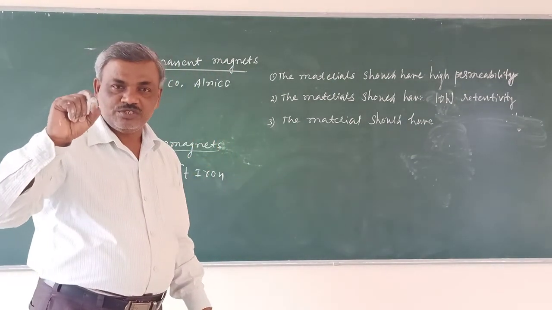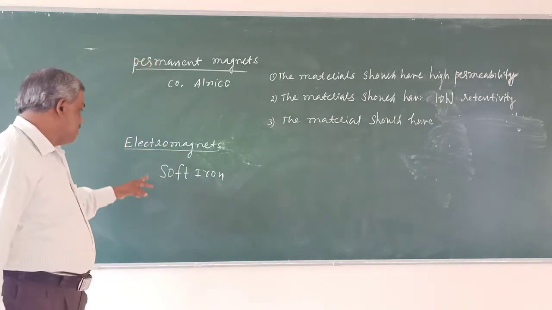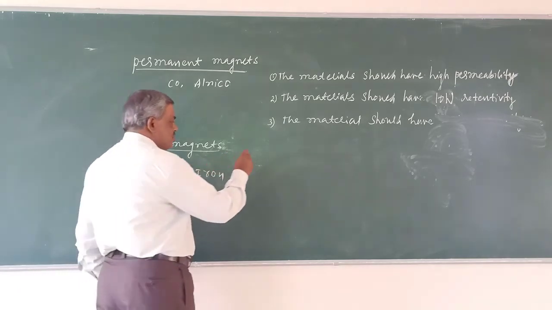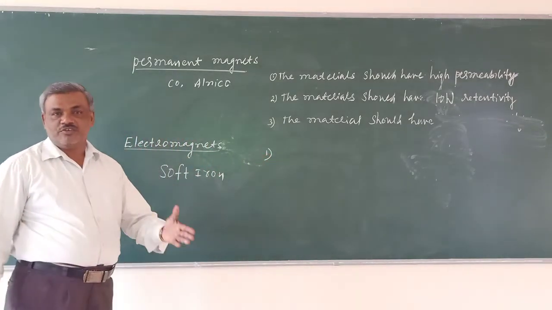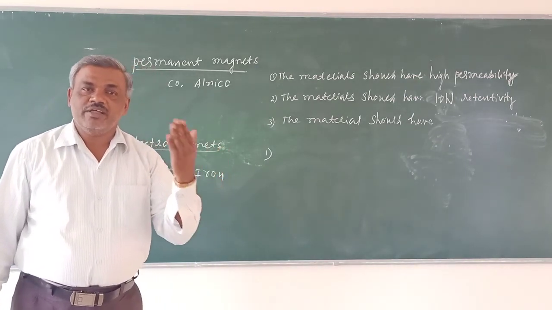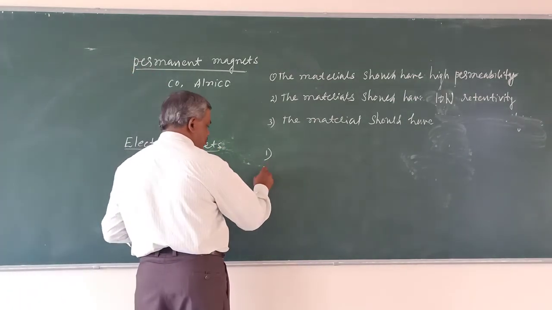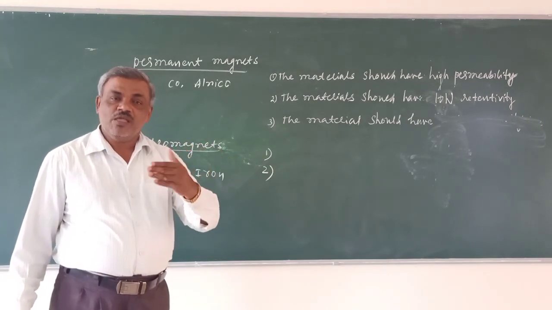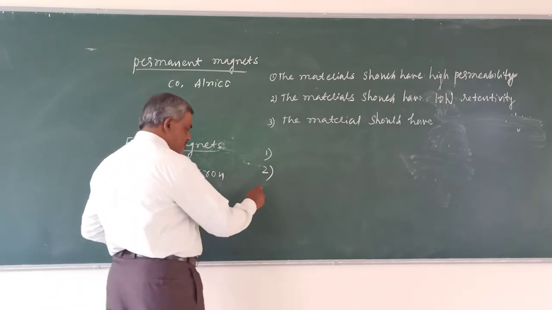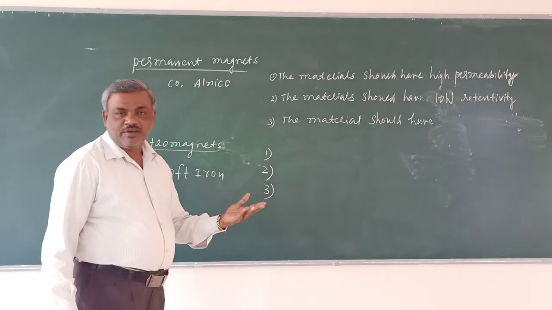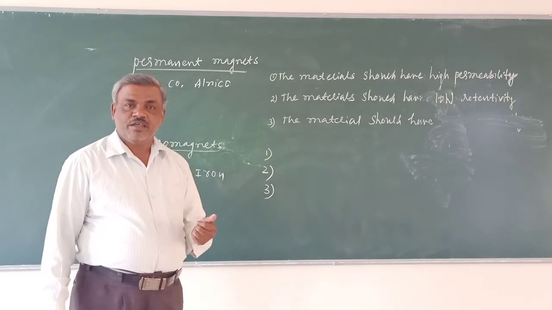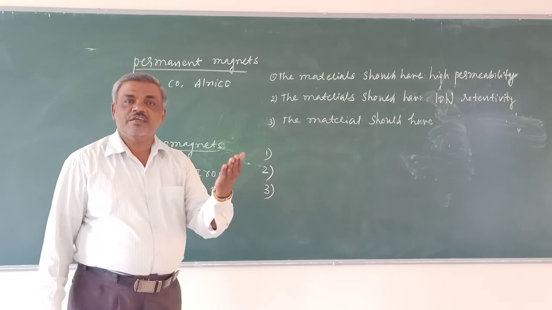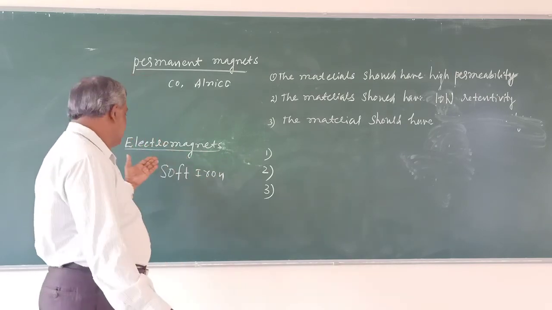What are the uses of electromagnets? Electromagnets are used in electrical bells or calling bells. They are used in sound systems and loudspeakers. They are used in transformers and generators. They are used to lift heavy objects with cranes. Various fields use electromagnets.